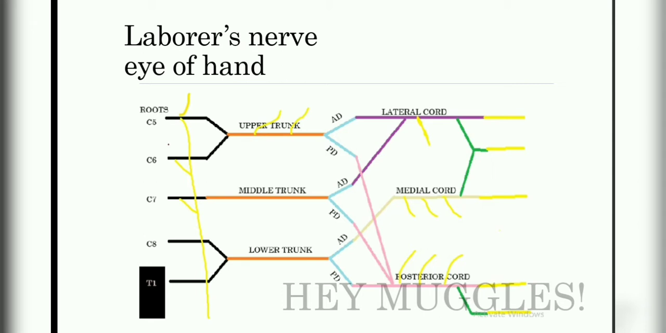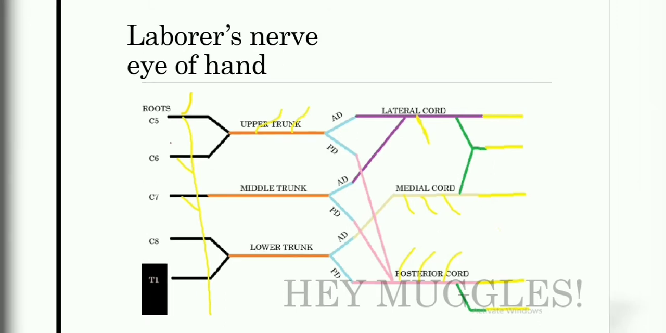Then it is also known as eye of the hand because it provides sensory innervation to the pulp of your thumb and your index finger, and these both fingers are used to see the thinness and the texture of any object or any cloth, right? So it is also known as the eye of your hand.